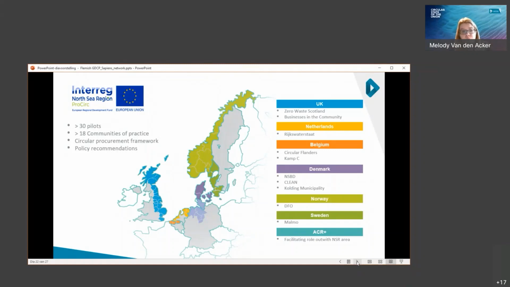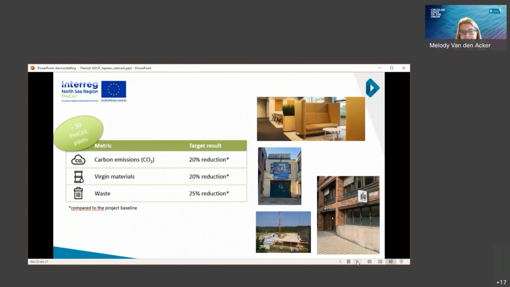And the main goal is to create a circular procurement framework that is common for Europe. Because obviously these procurements are not only limited to a certain region, but also we can really achieve more by doing this together. And in the end, we also try to do some policy recommendations. So here are a few examples of these pilots. And so the general aim is that they are trying to achieve reduction in carbon emissions, reduction in the use of virgin material, and reduction in the creation of waste.